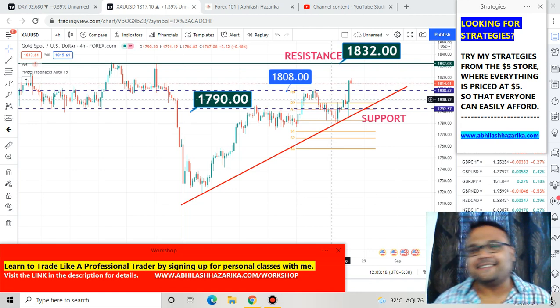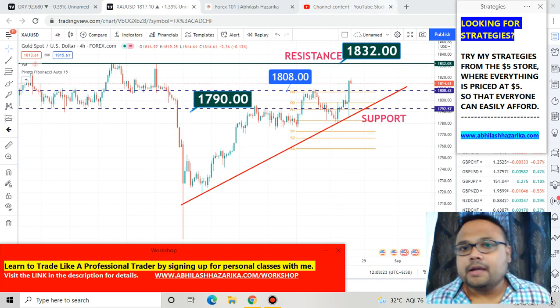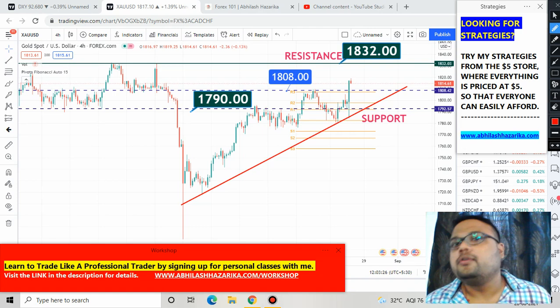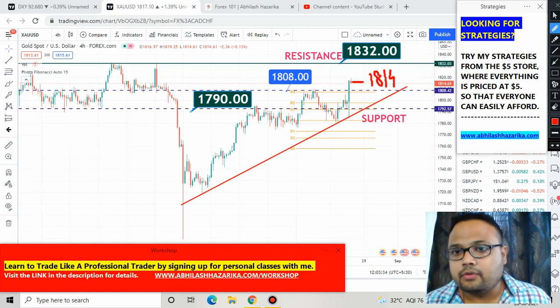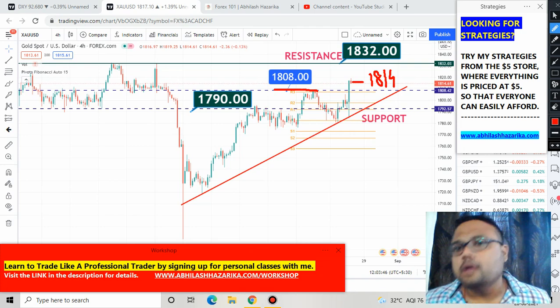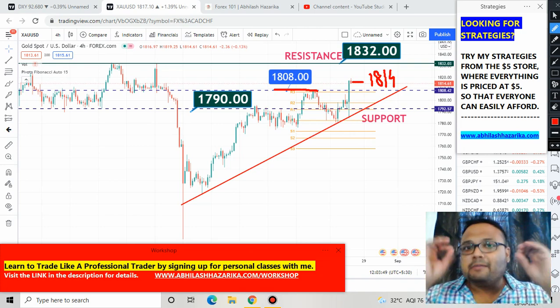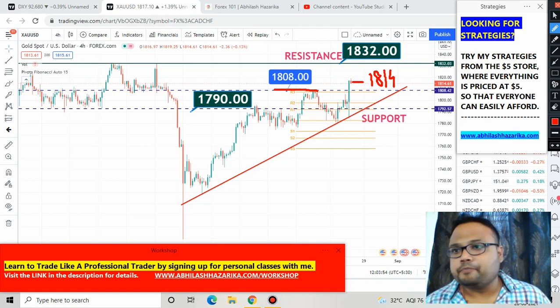So let's get started. This is the 4-hour chart of gold USD in front of us right now, and as we all know, there was a sharp move on Friday and the market ultimately closed at the 1814 level. You can see that I have a level here on the chart at 1808, and if you have watched my previous videos on gold, then you know it very well that 1808 was a very strong resistance for the market, and somehow gold managed to close above the resistance yesterday.